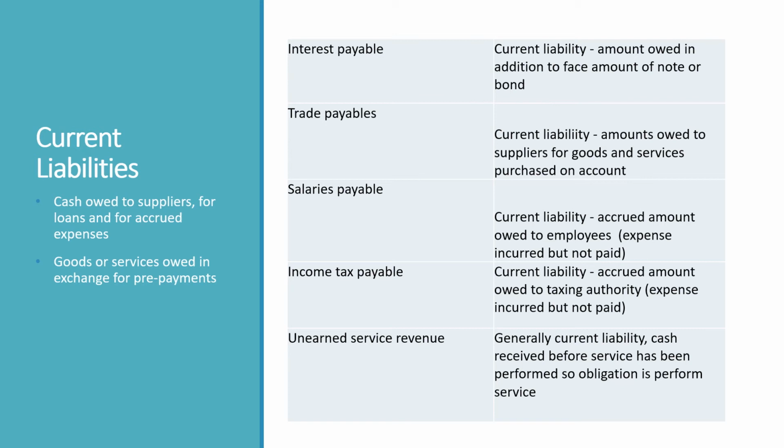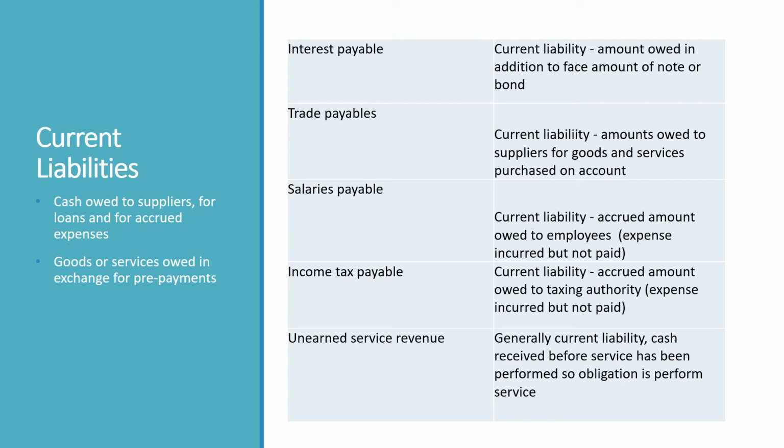We have a bond outstanding. Interest is not payable at this time, but we have incurred the expense. So when we put together our income statement and our balance sheet, the interest needs to be reflected there. All right, so once again, in all those cases, those are going to be satisfied with cash. Then finally, we've got unearned revenue or unearned service revenue.